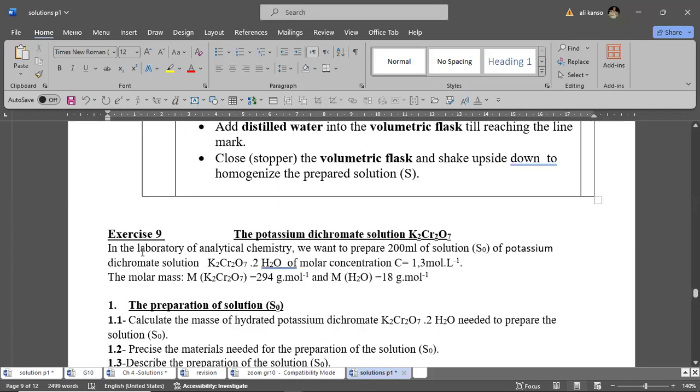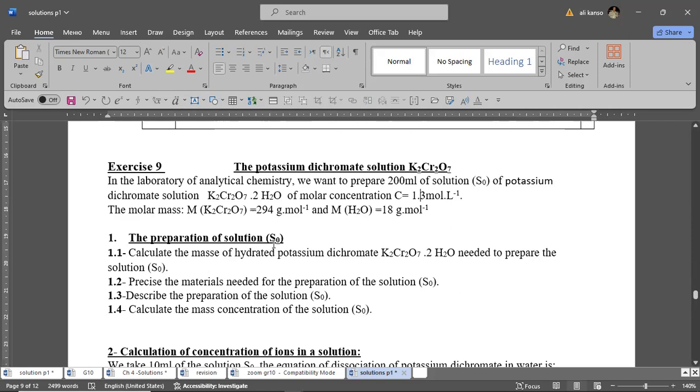Okay. Exercise 9. In the laboratory of analytical chemistry, we want to prepare 200 milliliter of a solution S0 of potassium dichromate K2Cr2O7.2H2O of molar concentration C equals 1.3 mole per liter. The molar mass of K2Cr2O7 is 294 and the molar mass of water is 18. The preparation of a solution S0.